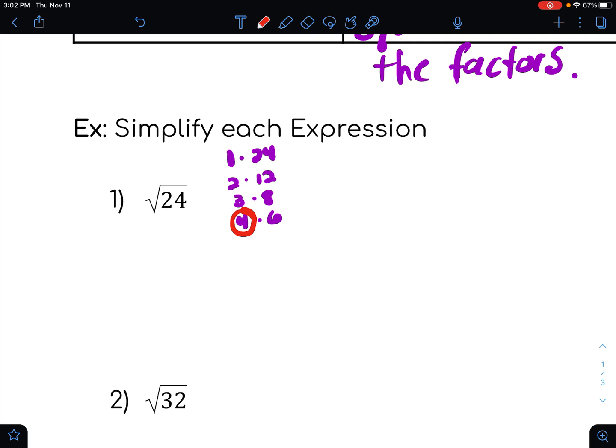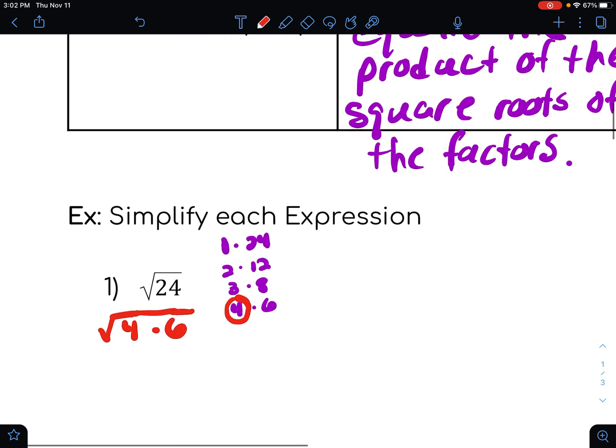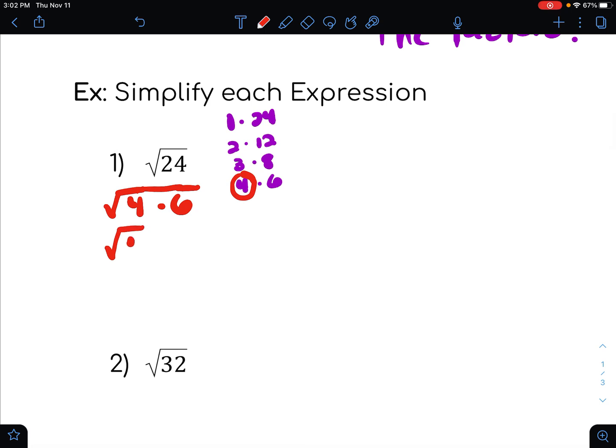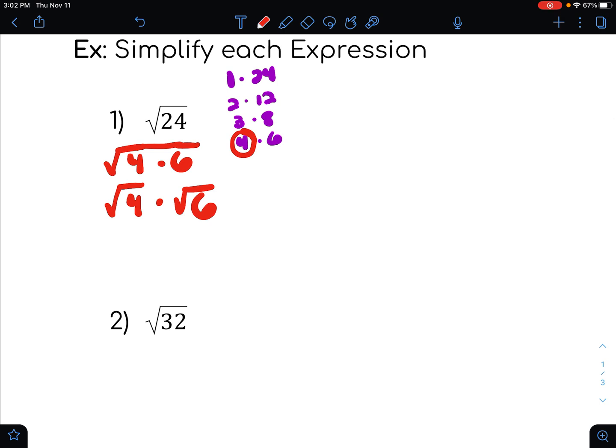So therefore the square root of 24 we can think of as the square root of 4 times 6, because 4 times 6 is 24, so I'm just breaking that into 2 separate numbers. What we learned from the product property above is that that becomes the square root of 4 times the square root of 6. And then the square root of 4 is 2, so this becomes 2 times the square root of 6. That is called the simplified root.